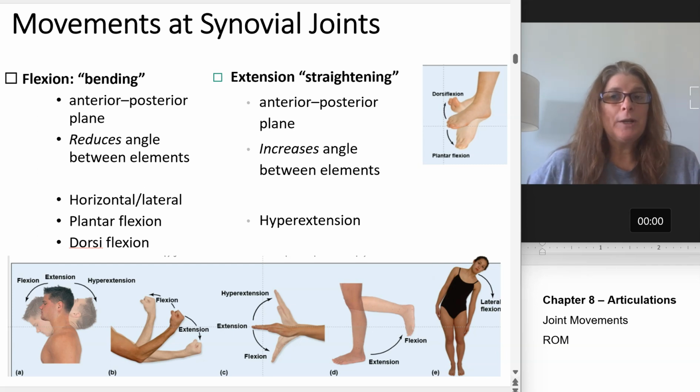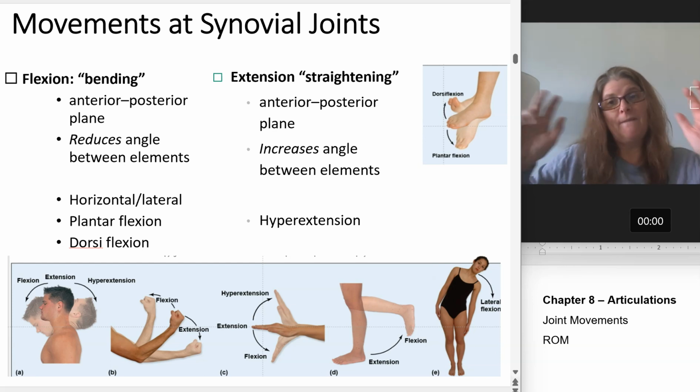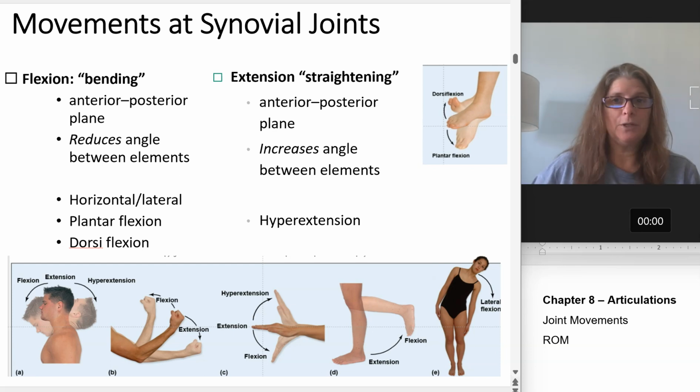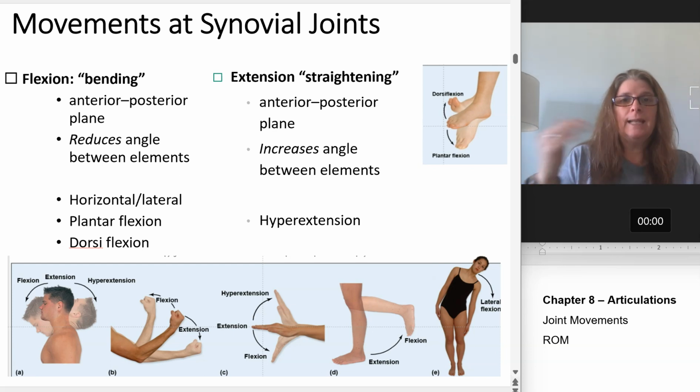Hi, in this lecture, we're going to talk about some movements at synovial joints. And you've already learned most of these as we've been studying the upper extremity muscles, but now we're officially covering them for the lecture portion of the class. So we have flexion and extension. And remember that flexion is bending and extension is straightening.